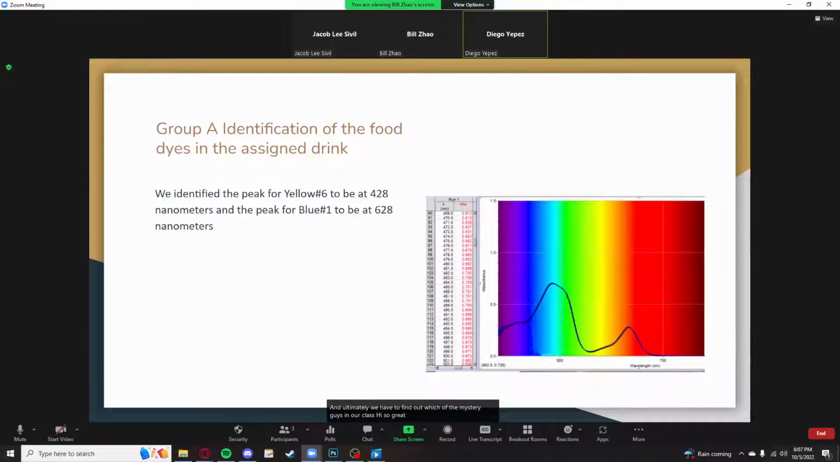Okay, so when it comes to identifying which dyes were in our assigned drink, we put a sample of G10 into the spectrometer and we found two peaks. The first peak is for yellow 6, around 428 nanometers, and our second peak is what we identified as blue 1, at 628 nanometers.